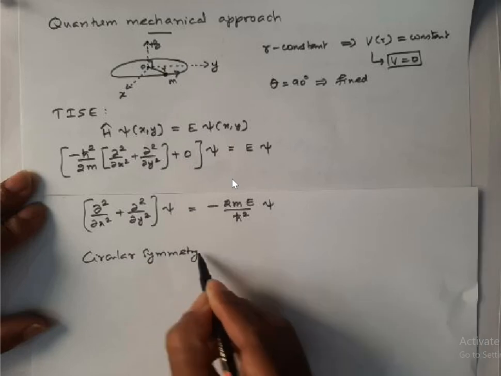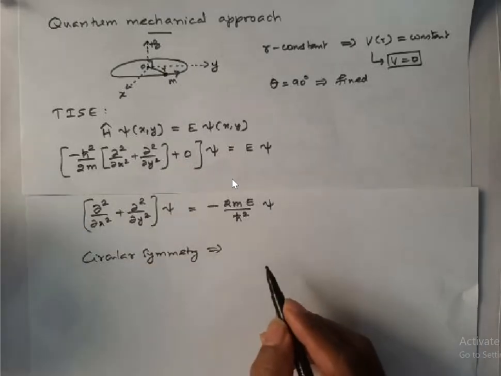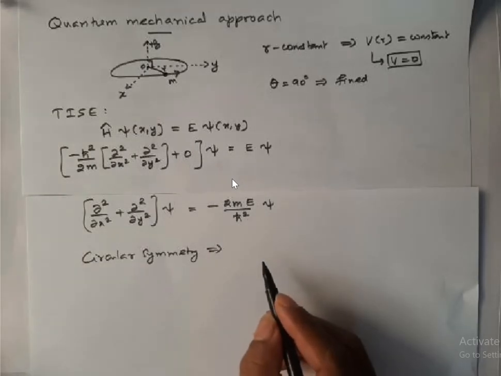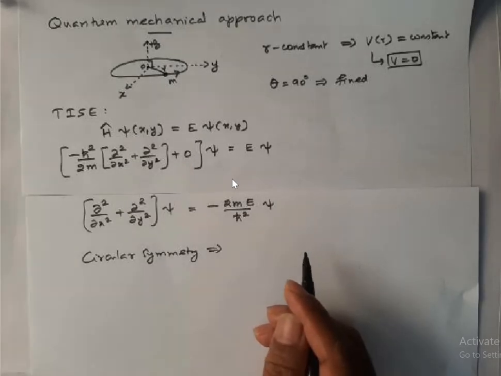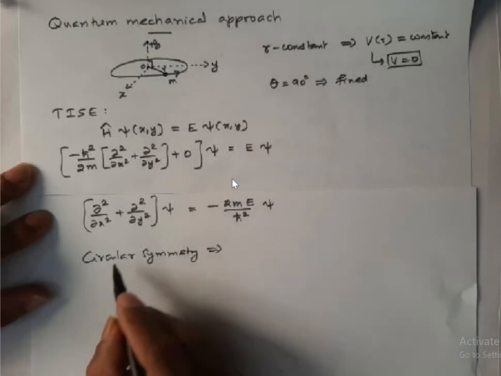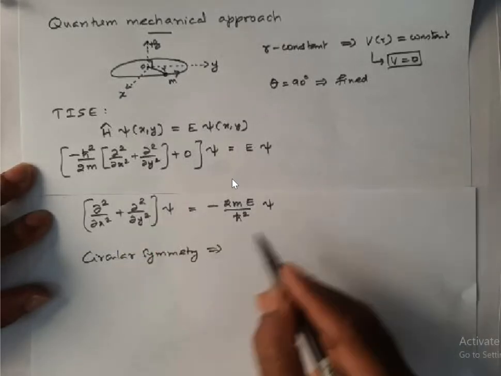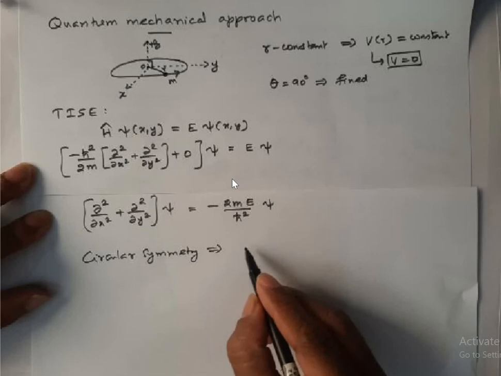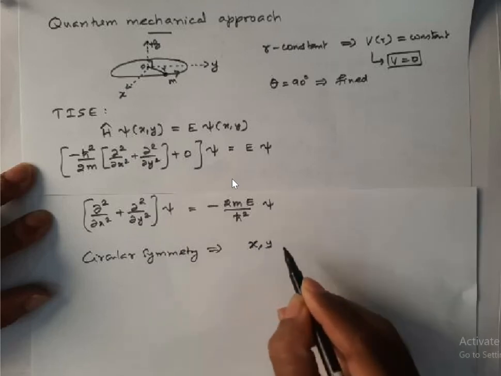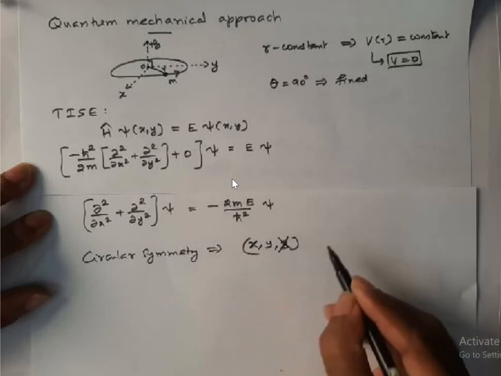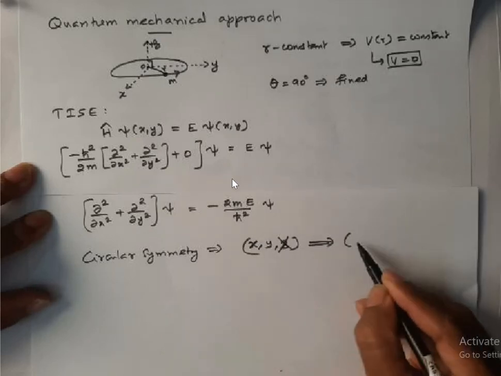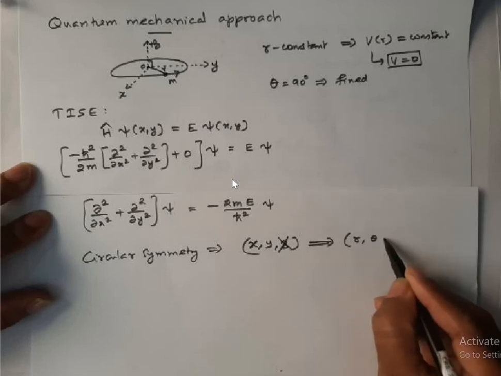I have told you in the last lecture, whenever circular symmetry or spherical symmetry is present, it is better to use spherical polar coordinates compared to Cartesian coordinates, because solving the Schrodinger equation becomes easier. Due to circular symmetry, I am going to change Cartesian coordinates into spherical polar coordinates. Anyway, z is constant here, so you need not take it. I am going to convert this into spherical polar coordinates, which is r, theta, phi.